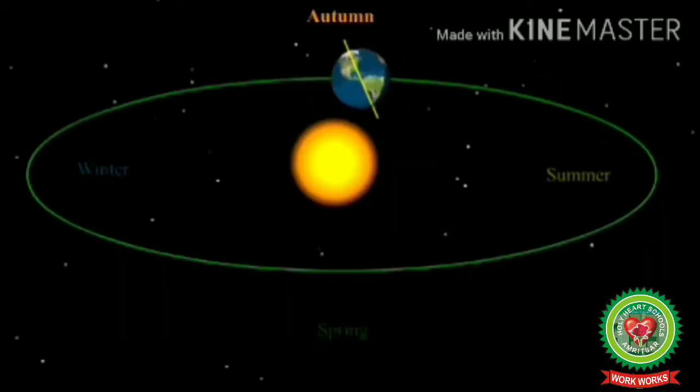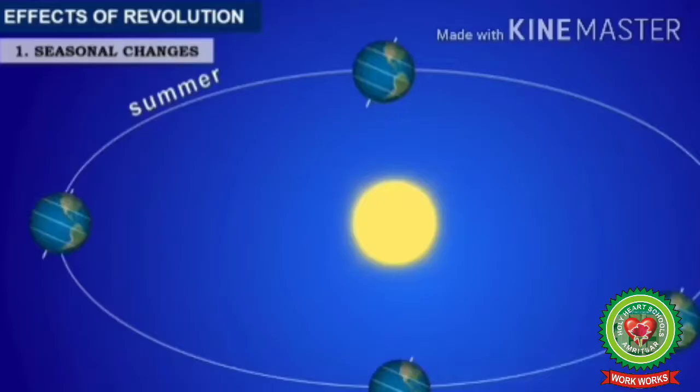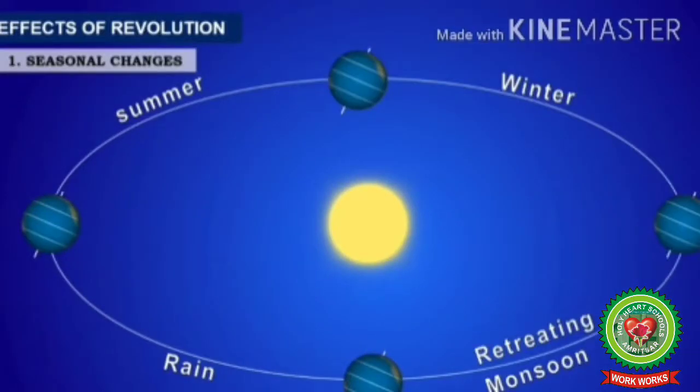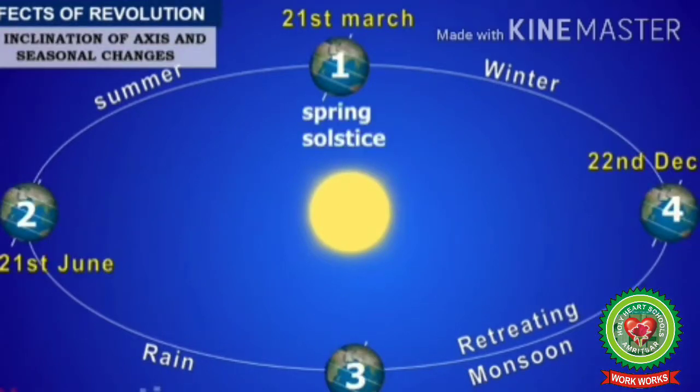But change in season is mostly affected by the revolution. Because of the revolution of the earth, we have in first phase summers, second phase rain, in third phase retreating monsoons, and in the fourth phase we have winter. Now how does all this happen? Suppose we take these four positions of the earth.